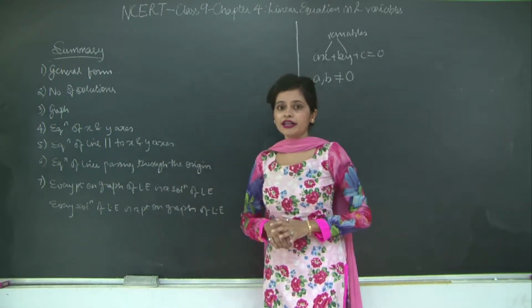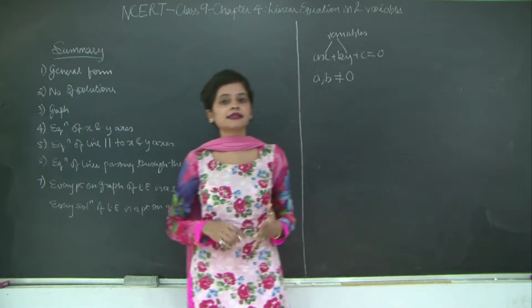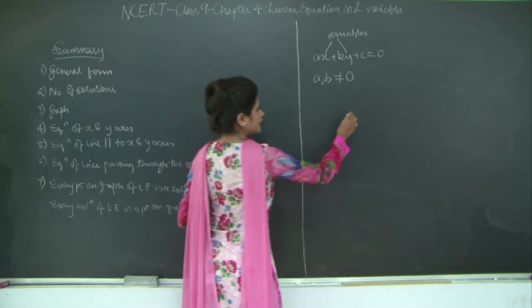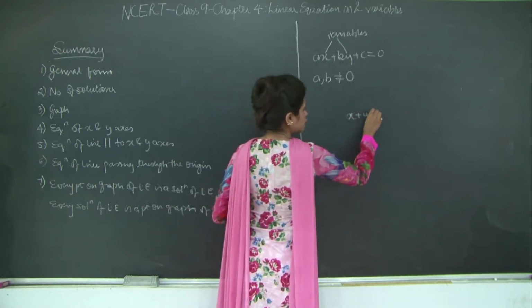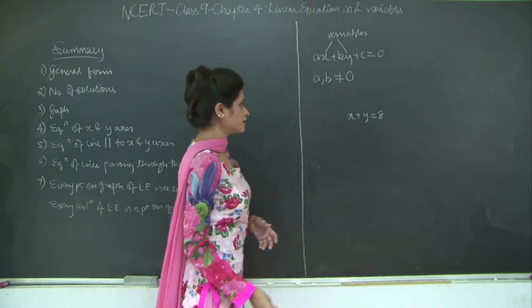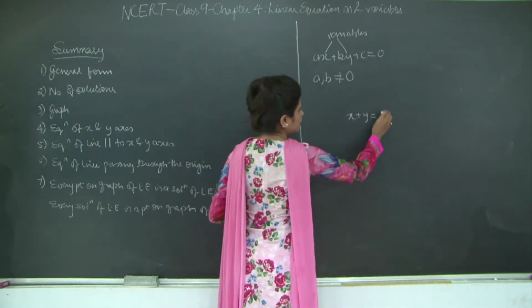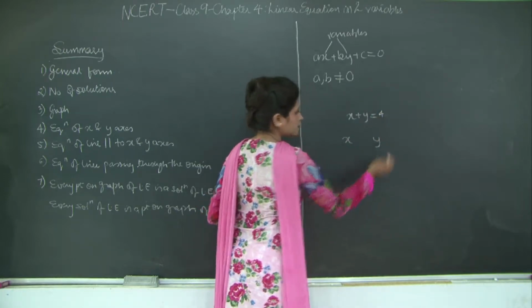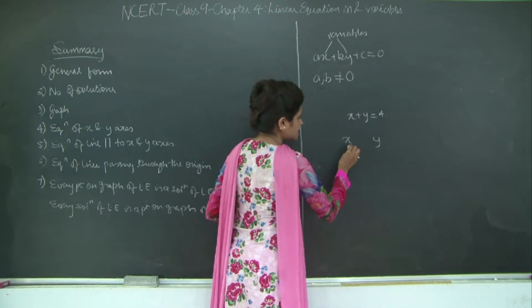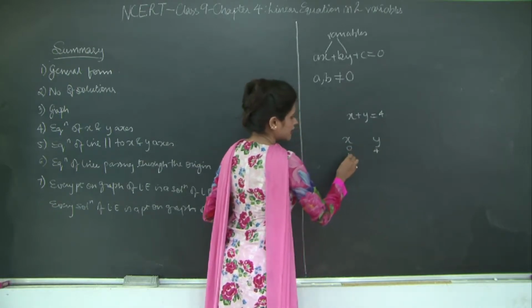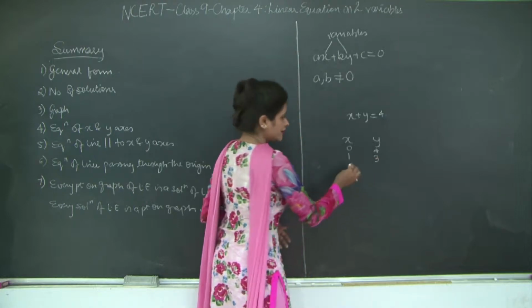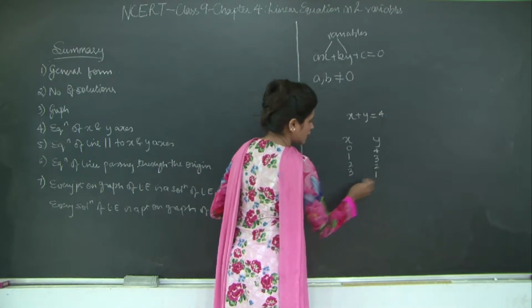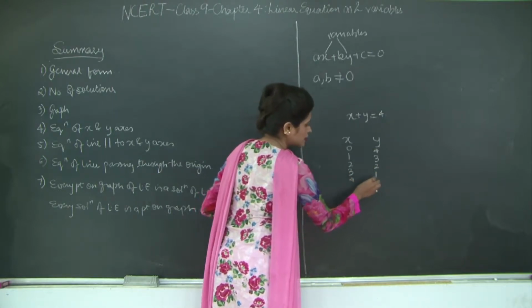Let's take a look at the second point, number of solutions. We learned that there exists infinite number of solutions to linear equation in two variables. For example, if I say x plus y is equal to 4, this is a very simple example that I am giving you. So let's take different values for x and y. If I take x as 0, y will be 4. If I take x as 1, y will be 3. If I take x as 2, y is going to be 2. If I take x as 3, y is going to be 1. If I take x as 4, y would be 0.